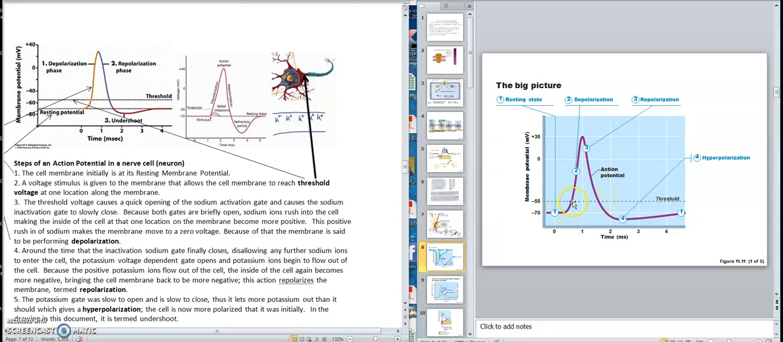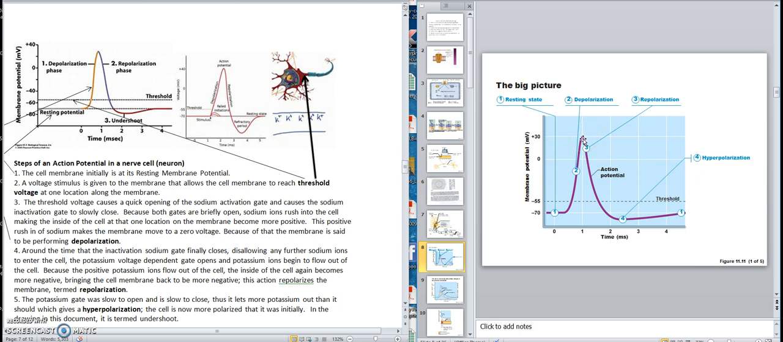So potassium is starting to come out. So you reach threshold by some means. When you reach threshold, you quickly open the voltage activation and slowly close the voltage inactivation. Both gates are open. Sodium rushes in, depolarizing. And ultimately goes to reverse polarity, but we won't say that. Then you reach this point right here.